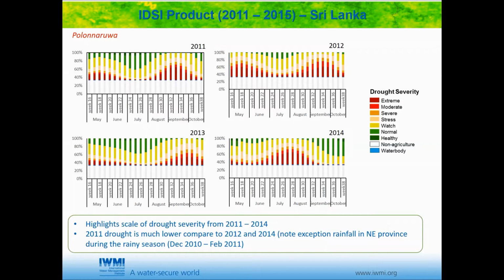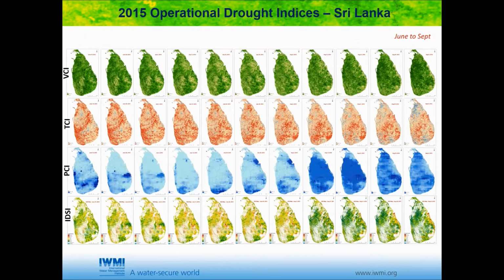So this kind of information is very practically useful for national agencies, including disaster management, agriculture, irrigation, and water resource departments. They could utilize this information for better planning, to see what kind of severity or damage might have happened in particular districts, like Polonnaruwa, one of the districts in the eastern part of Sri Lanka.